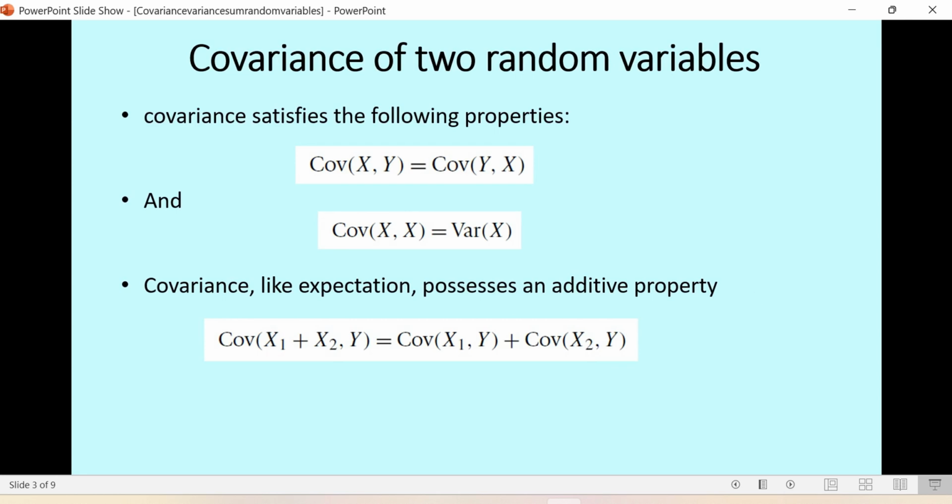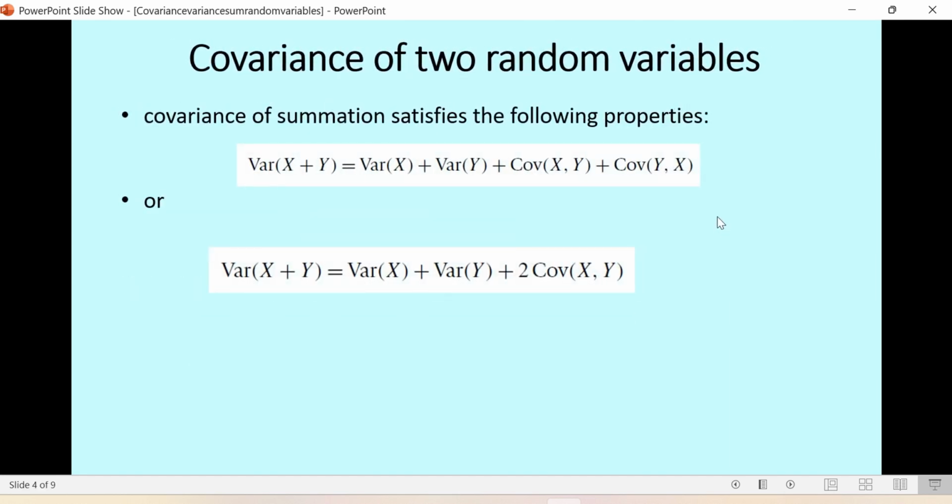The covariance actually measures the linear relationship between X and Y, and it satisfies that the covariance of X and Y equals the covariance of Y and X. Here we have seen that the covariance of X with itself equals the variance of X. It also has an additive property: the covariance of X1 plus X2 with Y equals the covariance of X1 and Y plus the covariance of X2 and Y. And generally, the variance of X plus Y, the sum of two variables, equals the variance of X plus the variance of Y plus 2 times the covariance between X and Y.